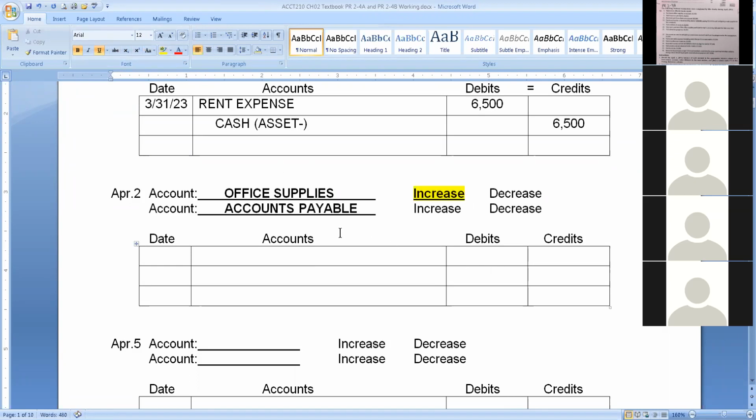And the tricky one, accounts payable going up or down? Is it going up because we owe more? That's exactly right. I guess it wasn't as tricky as I thought. You guys got it. So they're both going up. If you guys don't want to put the dates in, that's fine too, because they're right there.